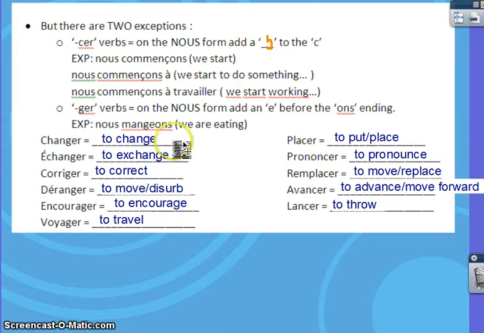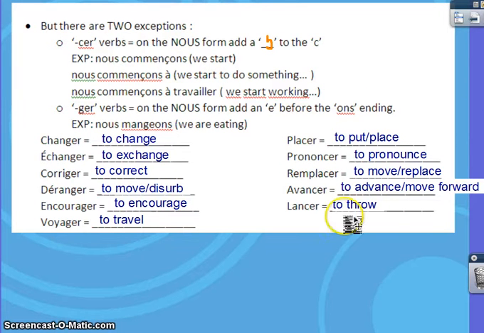The only difference is in the nous form of all of these GER verbs, you actually leave the E before the O and S. Over here I've got some CER verbs for you. Placer is to place or to put something somewhere. Prononcer is to pronounce. Remplacer is to move or to replace something depending on the situation. Avancer is to advance something or to move it forward. So a person can avancer, a person can advance or move forward towards somebody else. And lancer is to launch something or to throw it.